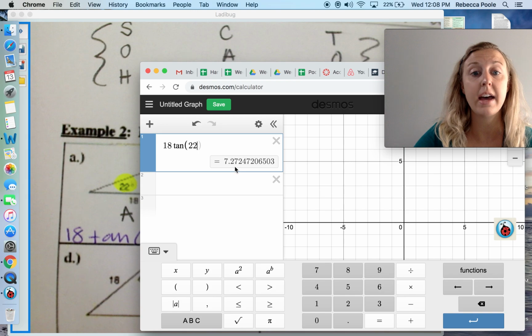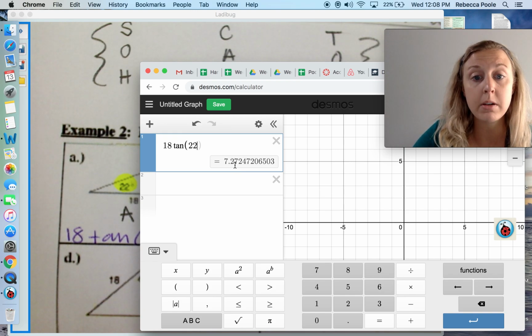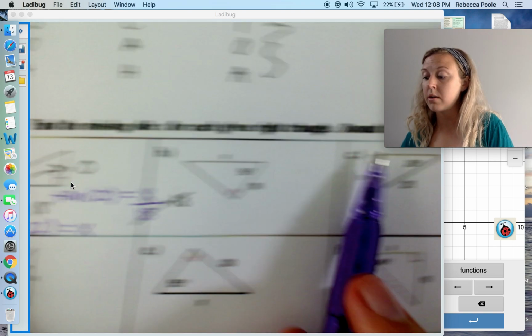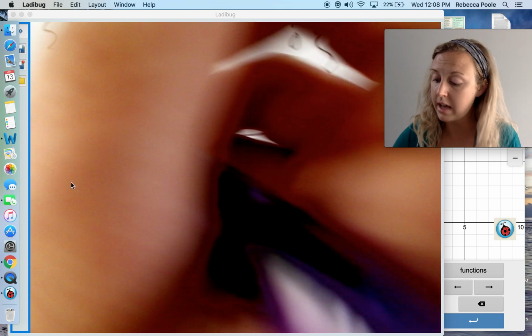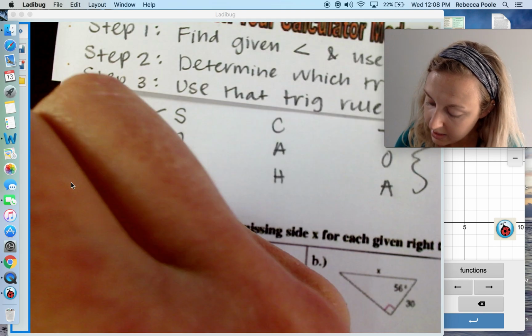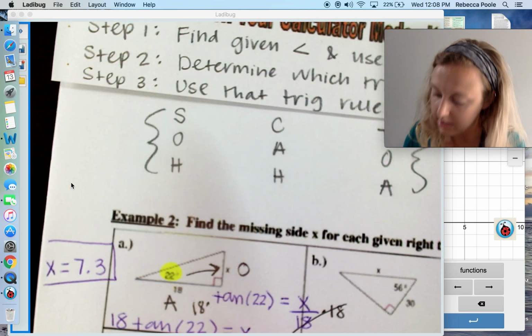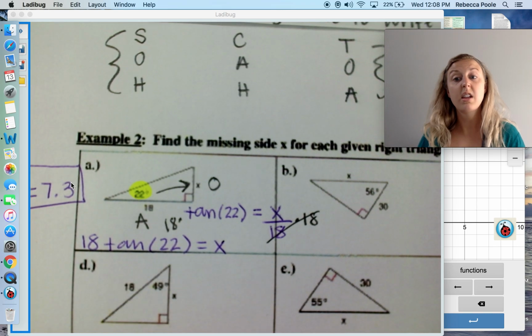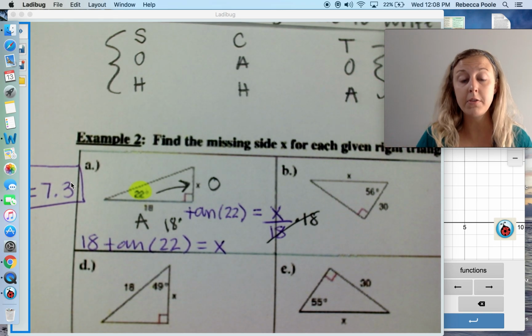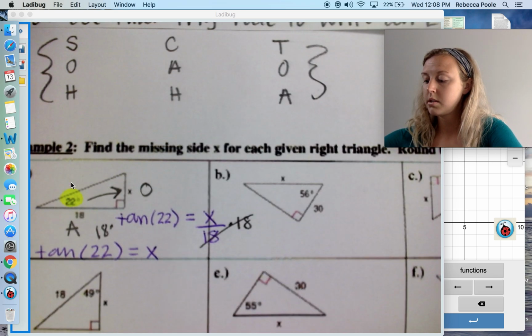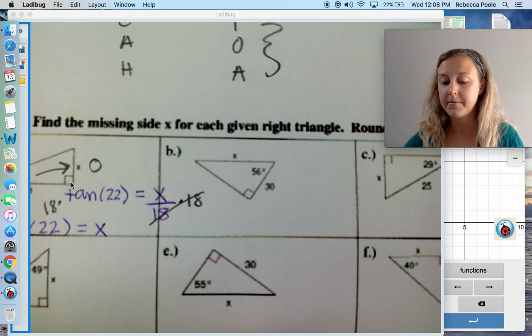So that side that I'm missing should be 7.27, right? Well, in our directions, they said round to the nearest tenth. So the side I'm missing, X, equals 7 point, that would round up to 3. Okay? So that's all you're doing today. I'm going to do a few more with you guys, make sure we're good. All right? So let's move on to B.